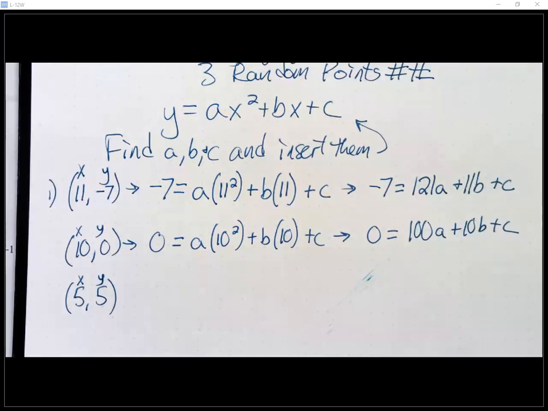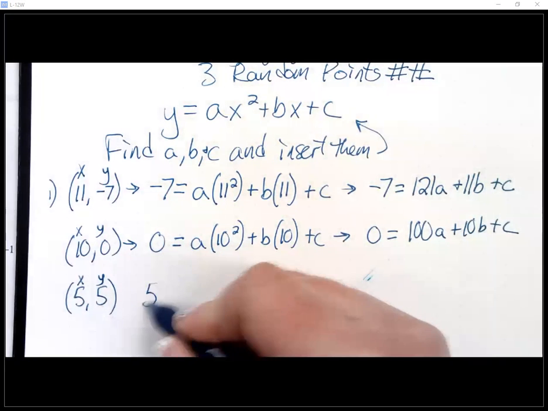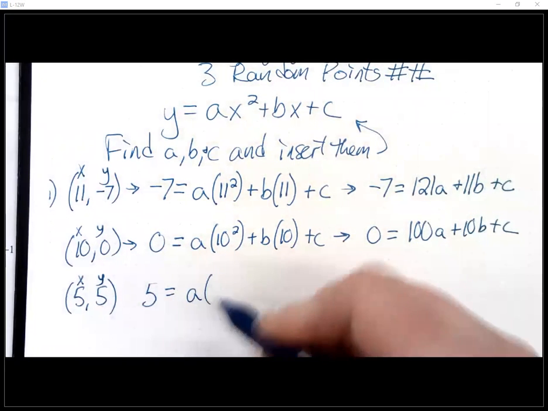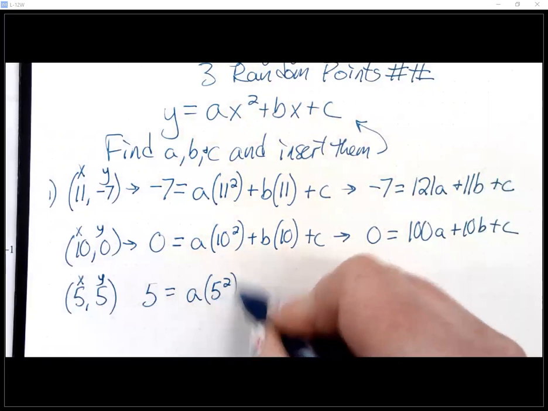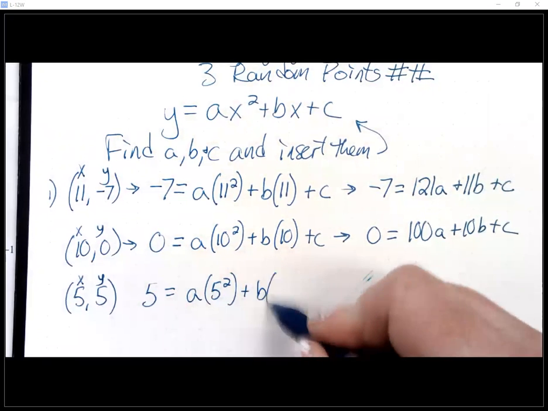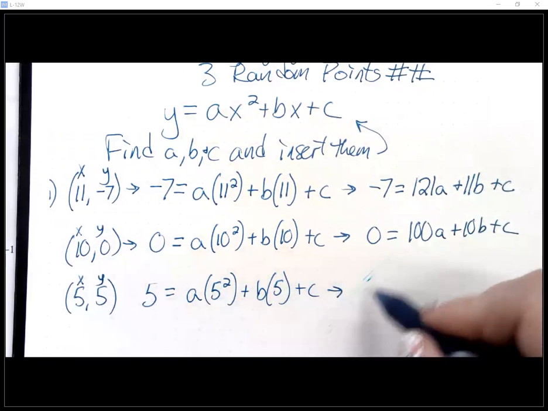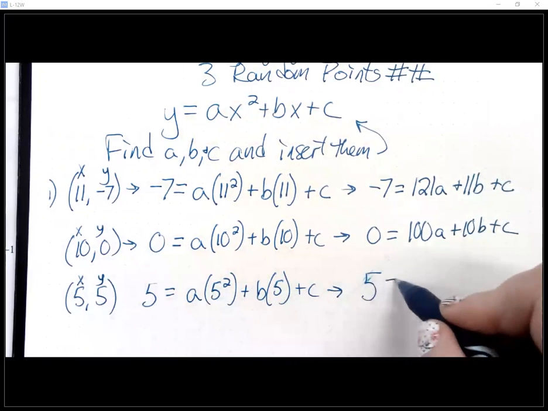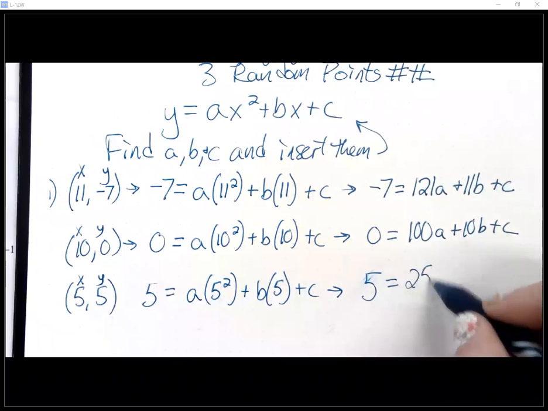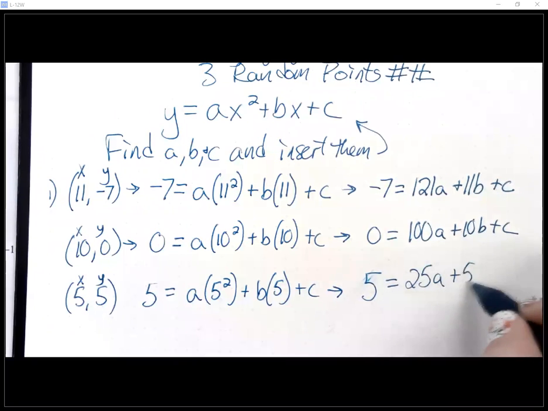Okay, you got it? So we're going to plug it in. Y is 5. A, I don't know what you are, but I need X squared, so that's 5 squared, plus B times X, so I'm plugging 5 again, plus C. So when I write that nicely, did you get 5 equals 25A plus 5B plus C?